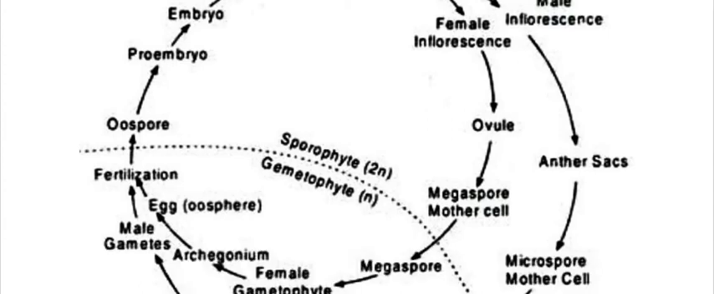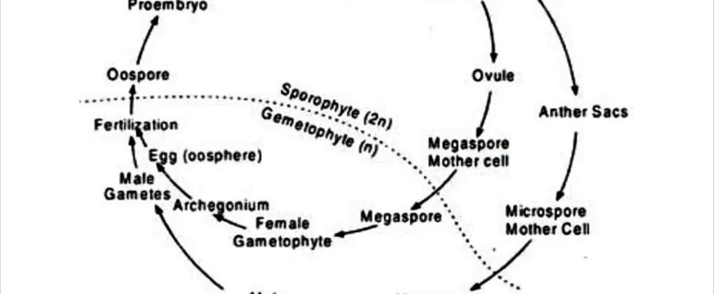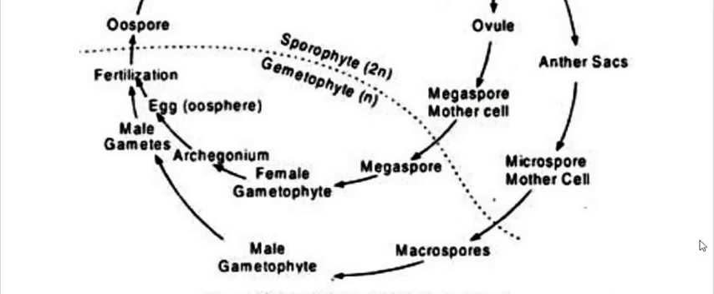In the male cones, microsporangia are produced, which are also known as anther sacs. In the female inflorescence, the female cone, ovule is produced. In the ovule, the megaspore mother cell is produced. In the microsporangia, microspore mother cells are produced. After reduction division, these microspore mother cells form the microspores, not macrospores. These microspores are haploid. The megaspore mother cell will produce one functional megaspore.